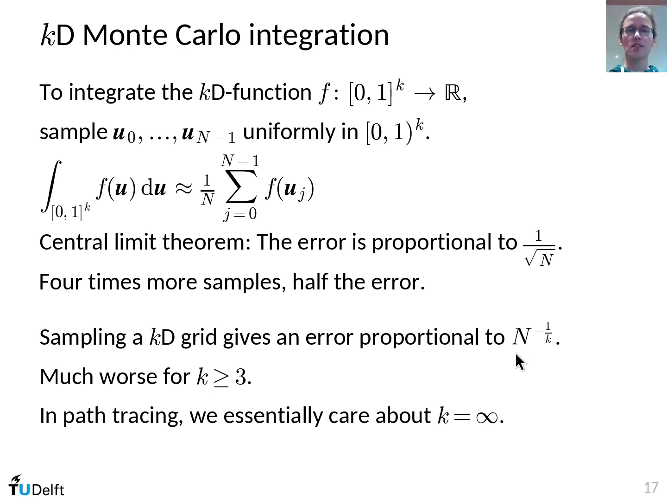And in path tracing, we essentially care about an infinite dimensional integral because we have this recursion in the rendering equation. I'll explain that a bit more in a few minutes. But because of that, Monte Carlo integration is very compelling for rendering. Because independently of how high dimensional our domain is, we always get this convergence rate, which is fairly good.